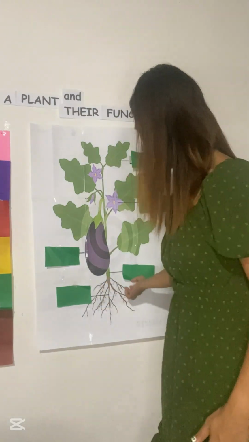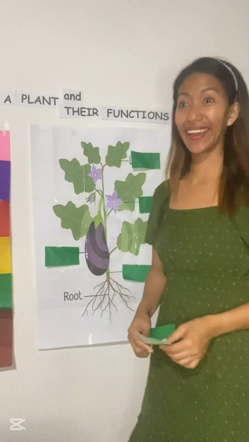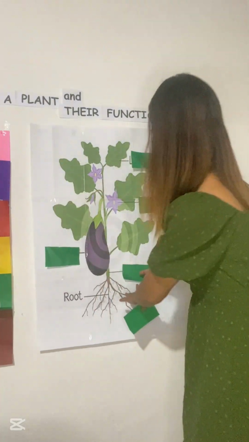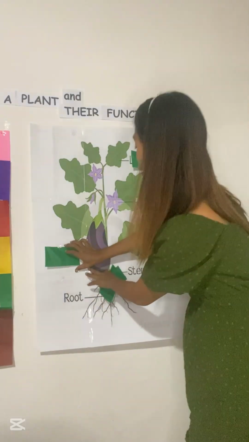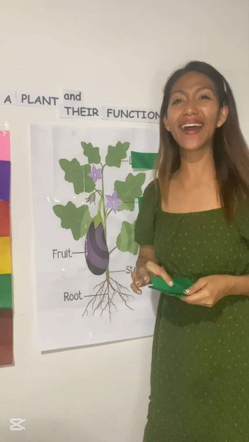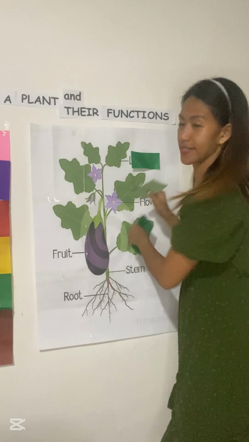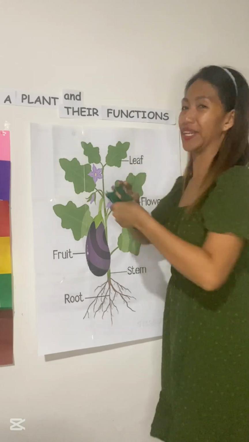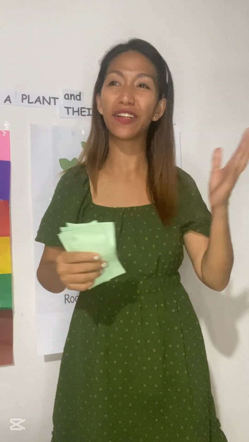Okay, roots. Very good. Ta-da! Okay. Stem. Yes. Stem. Fruit. Well done, group 1 and group 2. Flower. Yes. Flower. Leaf. Very good. Leaves or leaf. Oh, it's already open. Thank you so much, group 1 and group 2.